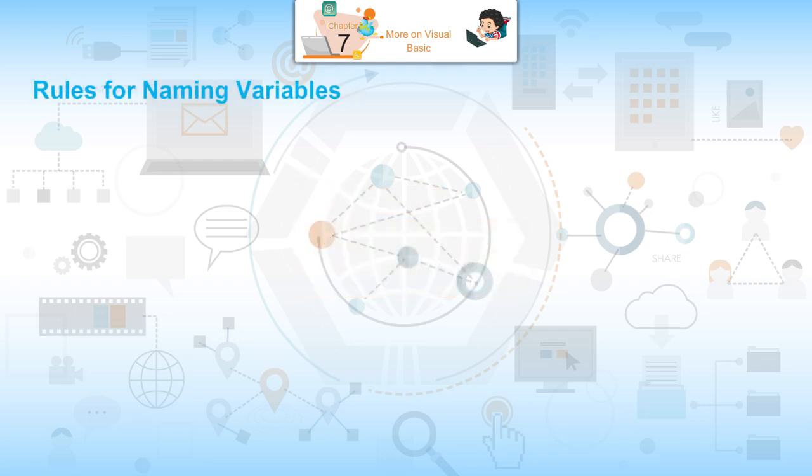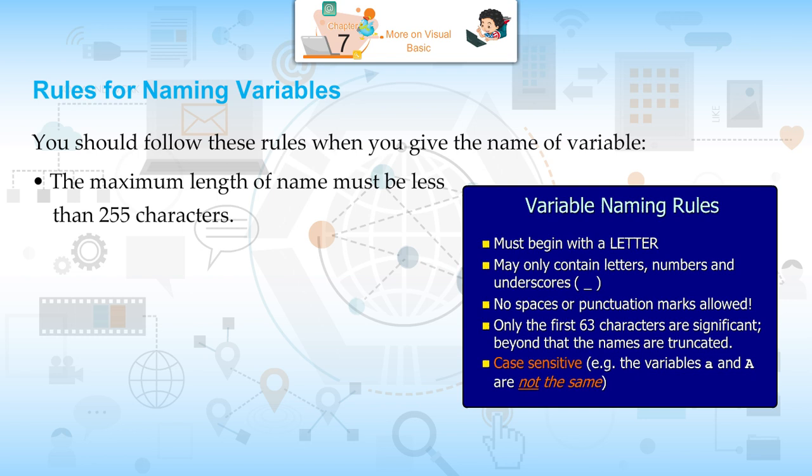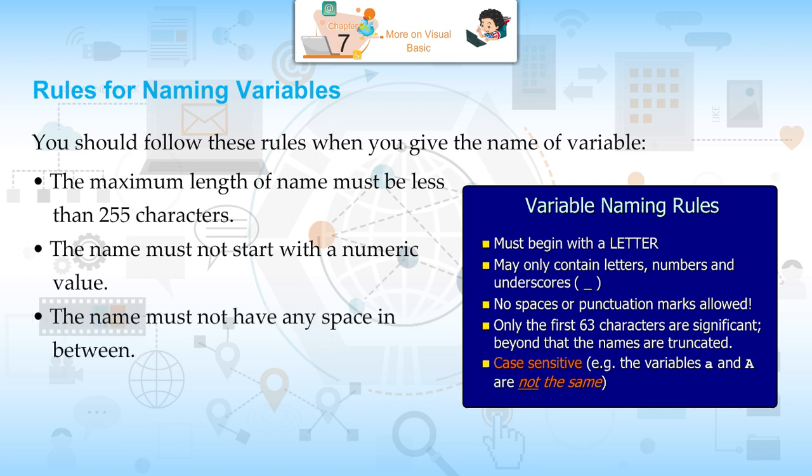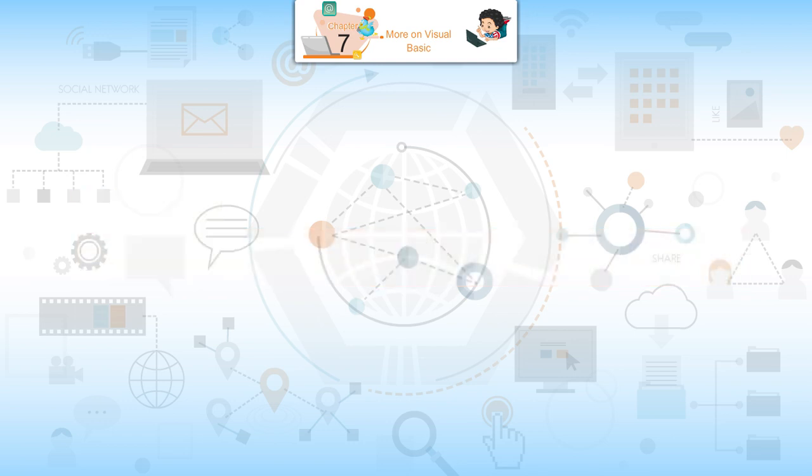Rules for naming variables. You should follow these rules when you give the name of a variable. The maximum length of the name must be less than 255 characters. The name must not start with a numeric value. The name must not have any space in between. The period, that is a full stop sign, must not be put in between the name. Quick fact. There is a wide range of data types that are not used for calculation. Some data types of this type are string, date, and boolean.